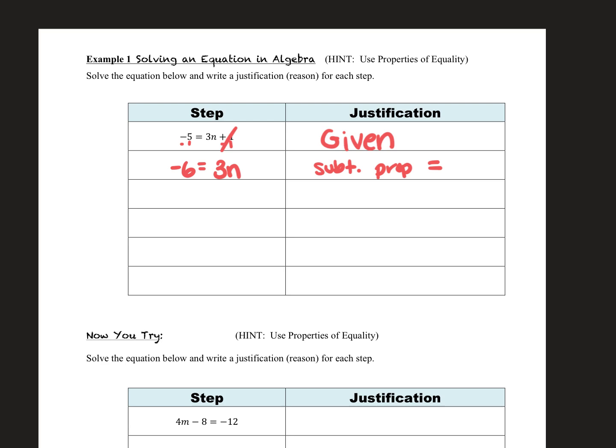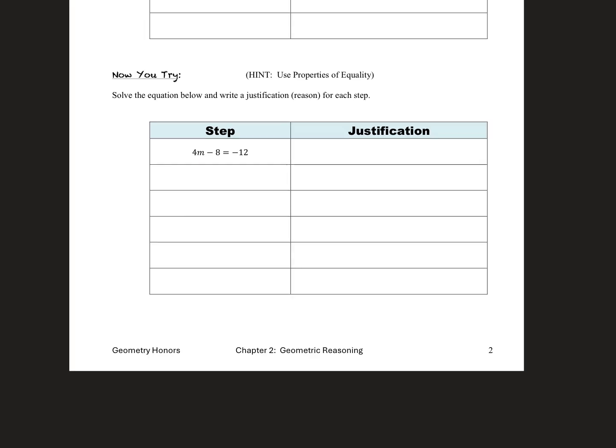Okay, then our next step for solving the equation would be divide by 3 to both sides. We end up with n equals -2. Since we divided to both sides, that's division property of equality. Okay, so in this next proof, we start with our given, and then we're going to add 8 to both sides. So then we get 4m equals -4. That's addition property of equality since I added to both sides. Now I'm dividing by 4 to both sides, and I get m equals -1. Division property of equality since I divided to both sides.